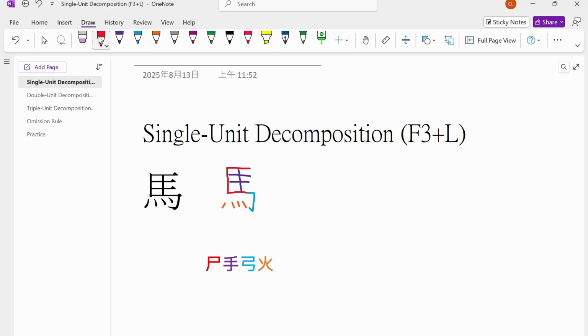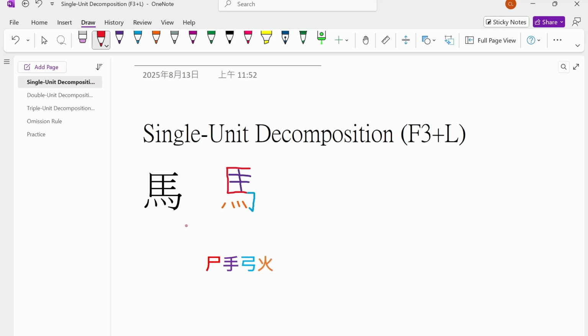As mentioned in the previous video, in Cangjie, we type characters using a maximum of 5 radicals or keystrokes. For single unit characters specifically, we always use a maximum of 4 radicals, and we obtain the codes by taking the first 3 and last radicals.